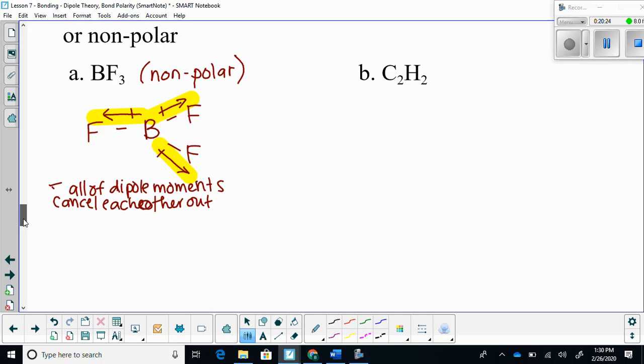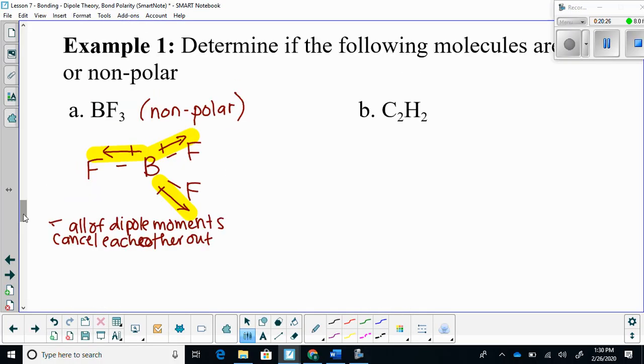Another reason it's nonpolar is that all of the arrows are canceling each other out, so there is an equal distribution of electrons in the molecule. There are no negative or positive sides in this molecule. That's why it's called nonpolar. It has no poles, no positive or negative poles.